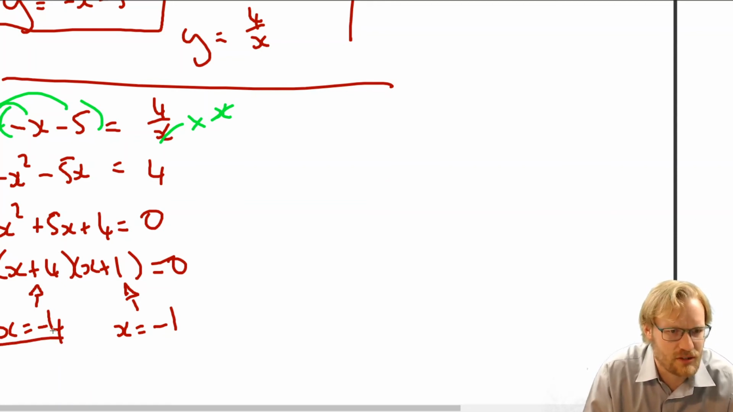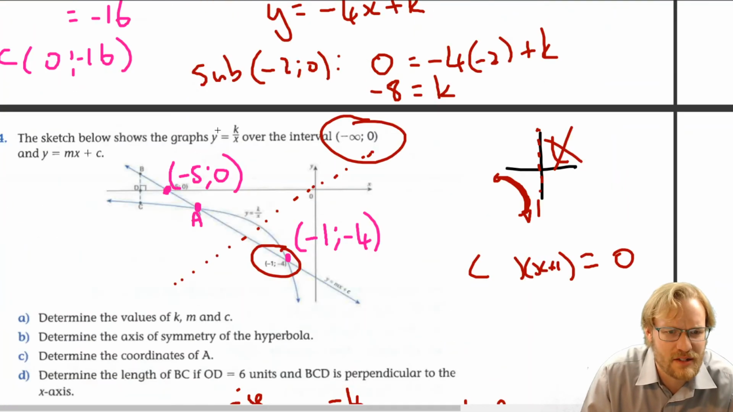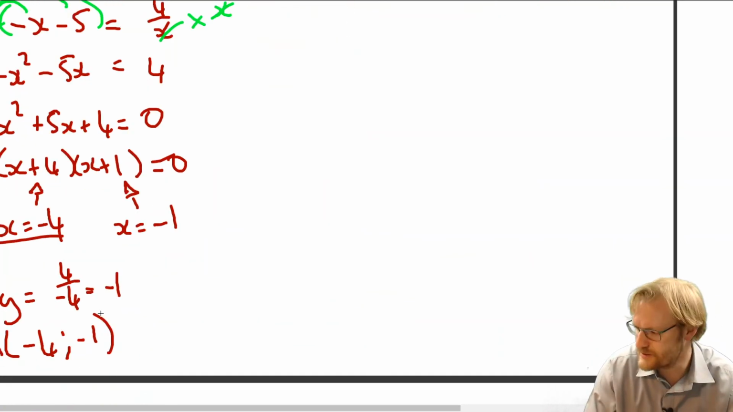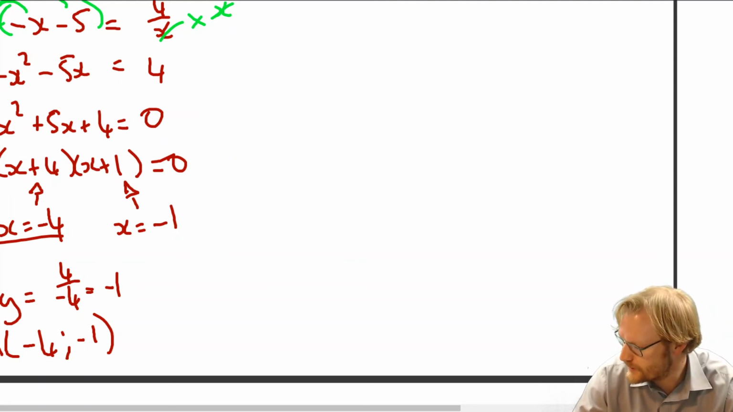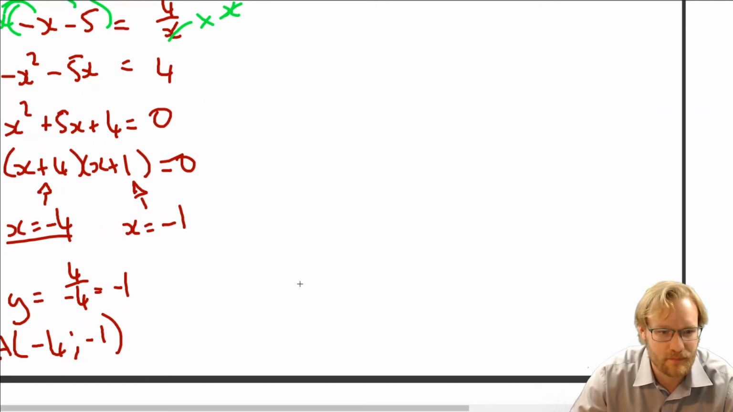Let's determine what the y value is. Normally I'd substitute into the straight line, but I think substituting into the hyperbola is going to be easier. So the y value is 4 over negative 4, which is negative 1. In other words, this point, when x is negative 4, y is negative 1. Which one was that? That was A. So, you know by now I like to label these things. That is A. And that's disappearing off the screen slightly. Let's pull it in here and do that. Okay, a little bit better.